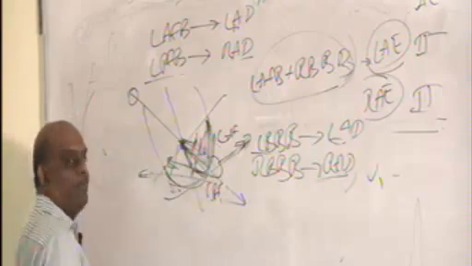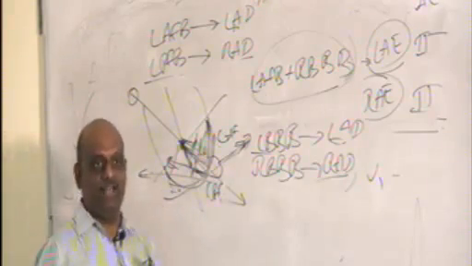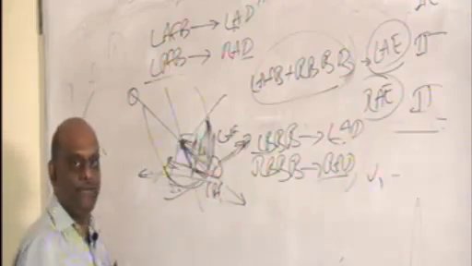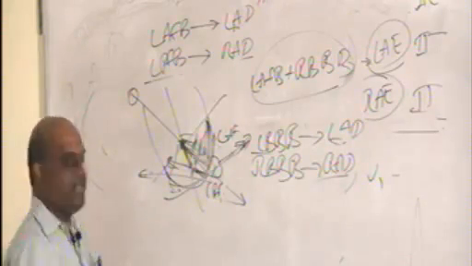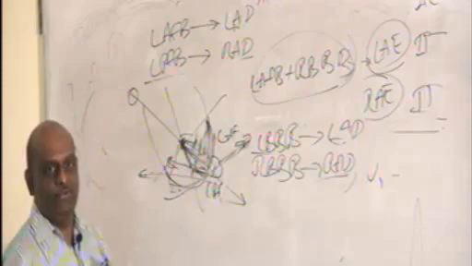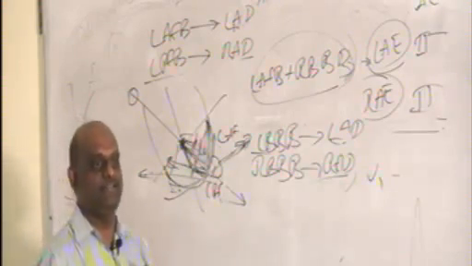By the same analogy, right bundle branch block leads to right axis deviation. Left anterior fascicular block leads to left axis deviation. Left posterior fascicular block leads to right axis deviation.